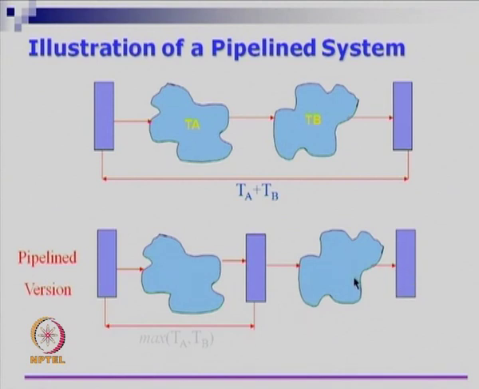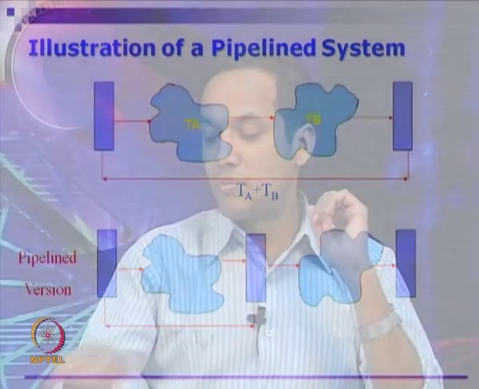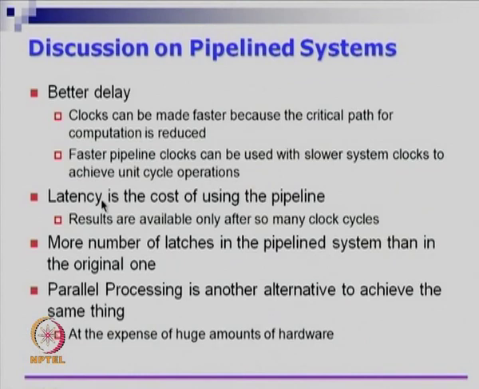If clock to Q and setup time are the same, then we are essentially looking at the rate at which this whole circuit can run is maximum of TA comma TB, not TA plus TB. So, this is a key thing, this is the most important thing about pipelining. The moment you start putting pipeline registers in between, you are cutting down the combinational delay and you are enabling faster clock. So, you get better delay, but you get at the cost of what is called latency. Latency is the cost with which you are using the pipeline.